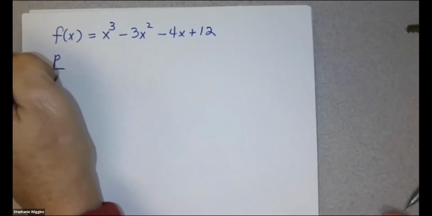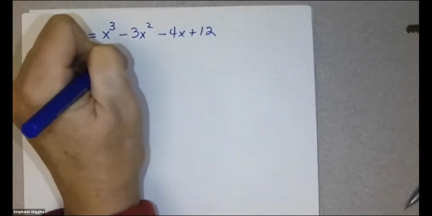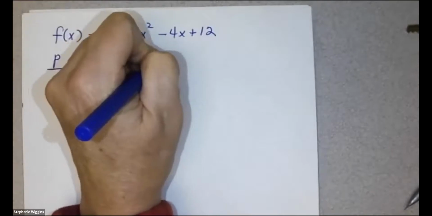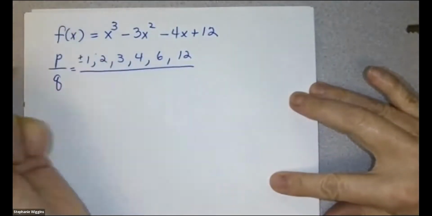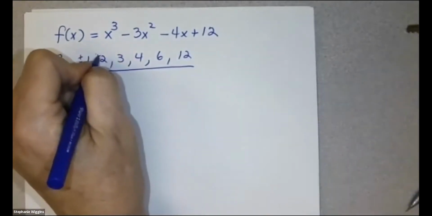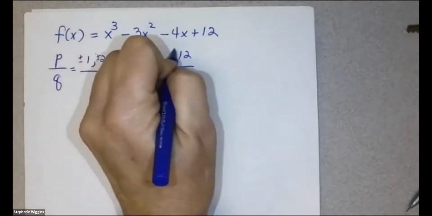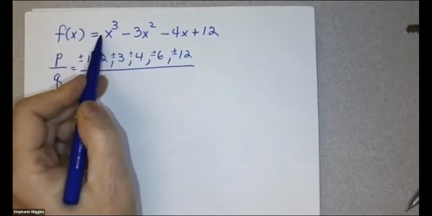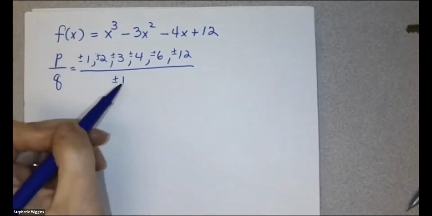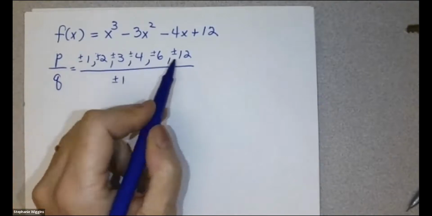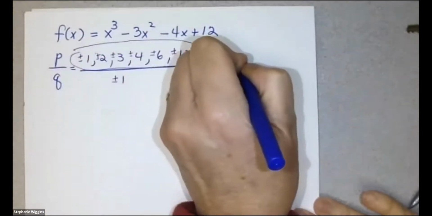So P over Q, the factors of 12 are 1, 2, 3, 4, 6, 12. And these are all plus or minus. And the factors of the leading coefficient are 1, so it's just plus or minus 1. So dividing by 1 is not going to change any of these. So these are the possible rational zeros.